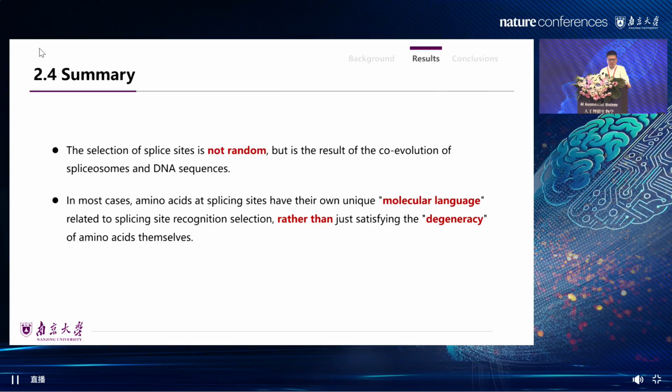The selection of splice sites is not random, but is the result of the co-evolution of the spliceosome and the DNA sequences. In most cases, amino acids at splice sites have their own unique molecular language related to splice site recognition and selection, rather than just satisfying the degeneracy of amino acids themselves.